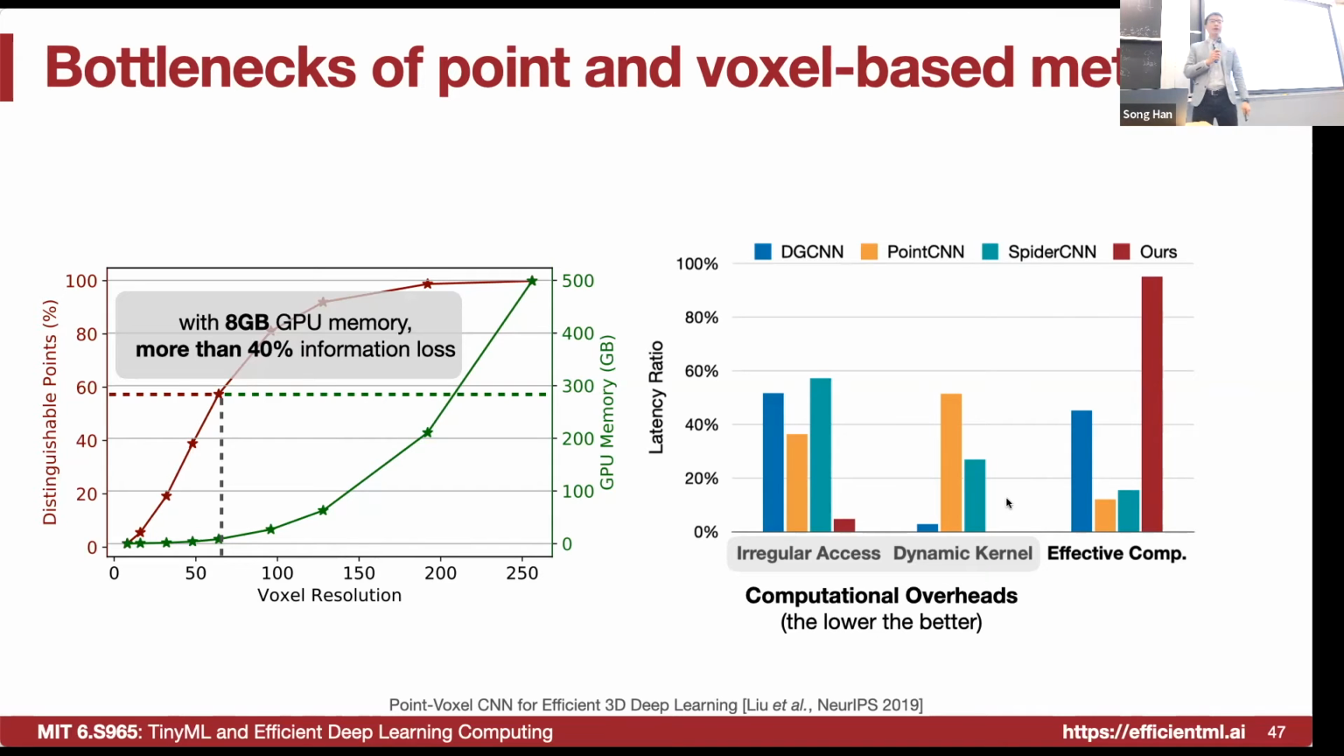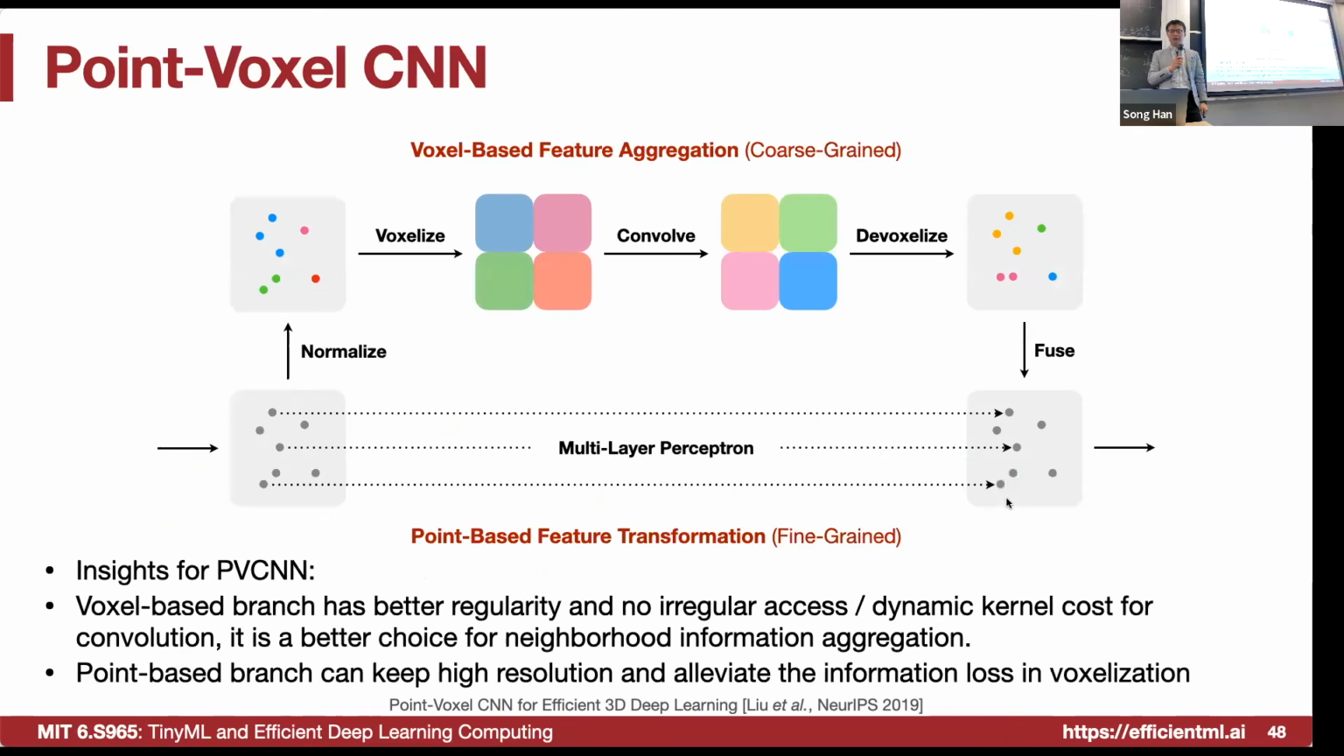Point-based methods are more memory efficient because we only represent those non-zero points, versus the voxel, which may contain information for both the non-zero points and also the uninteresting points. So we want to have two branches to get the best of both worlds: a voxel branch and also a point branch. The point-based branch just does point-based feature transformation, which is very fine-grained. It happens on individual points, doing the transformation with no neighborhood modeling.